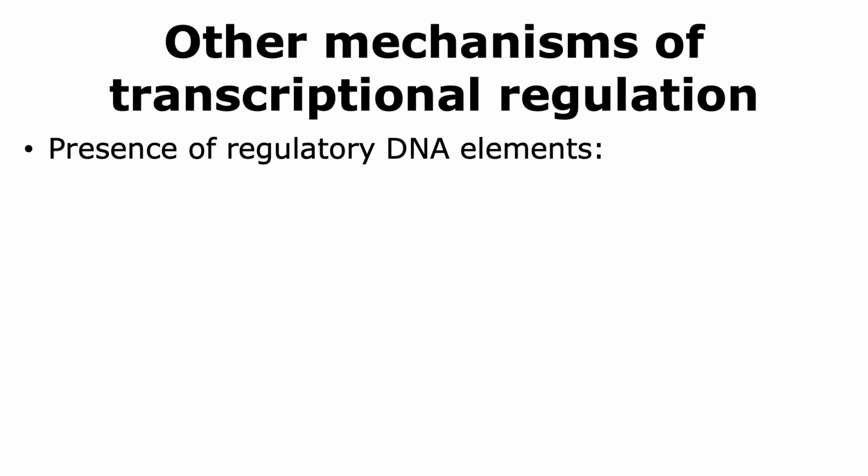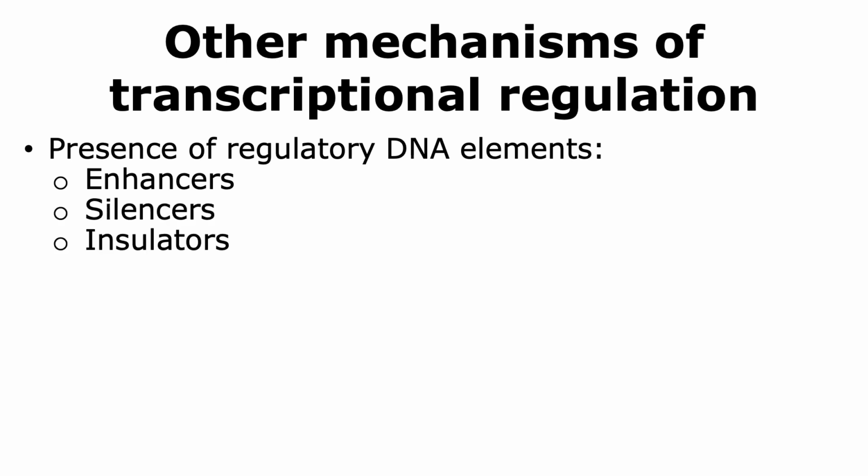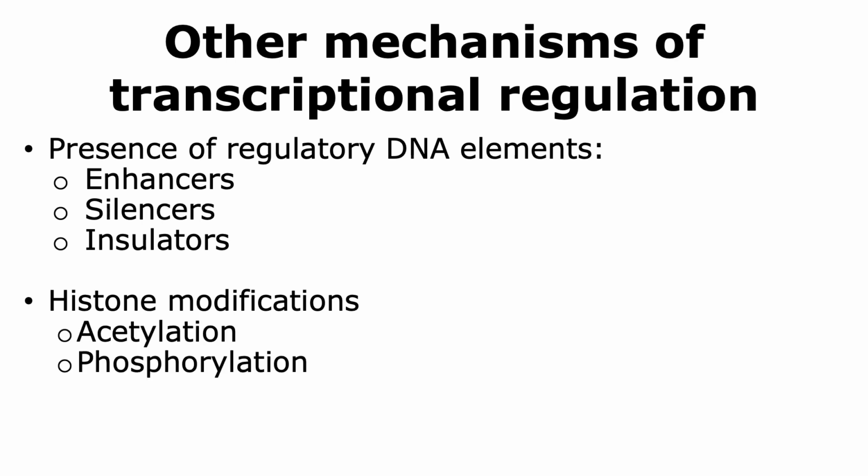In addition to DNA methylation, transcription can also be regulated by other mechanisms. These include the presence of regulatory DNA elements like enhancers, silencers, or insulators. Additionally, histone modifications can also regulate transcription. The commonly found histone modifications include acetylation, phosphorylation, and methylation. These modifications also play an important role in regulating the transcription of genes.